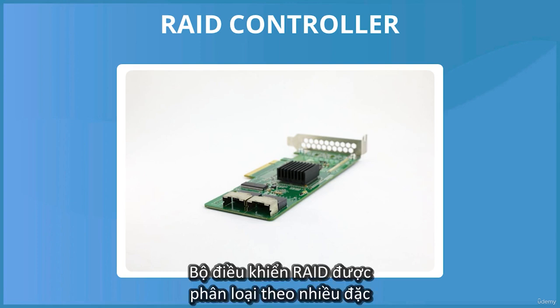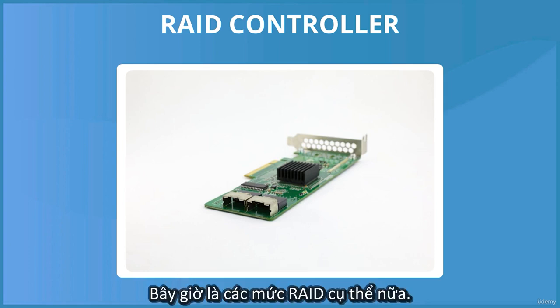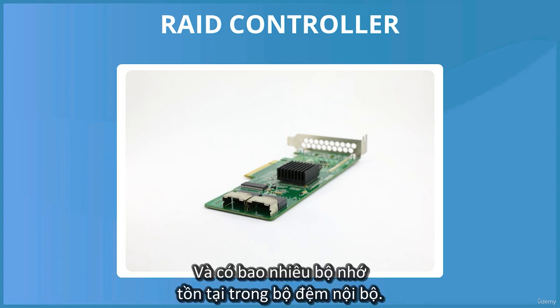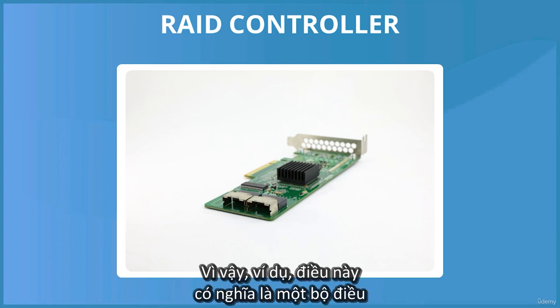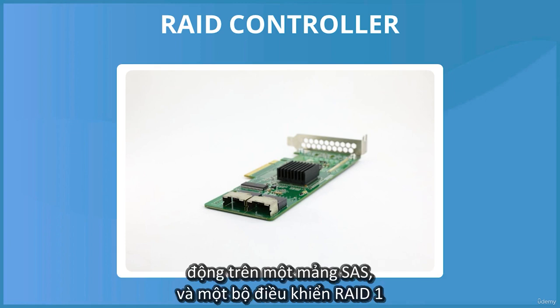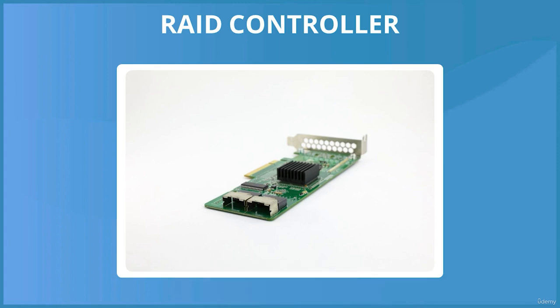RAID controllers are classified by multiple characteristics including drive types, such as SATA or SAS, the number of ports, and the number of drives it can support. Now, specific RAID levels as well, interface architecture, and how much memory exists in the native cache. So for an example, it means that a controller manufactured for a SATA environment will not work on a SAS array, and that a RAID 1 controller cannot be modified into a RAID 1.0 or RAID 10.